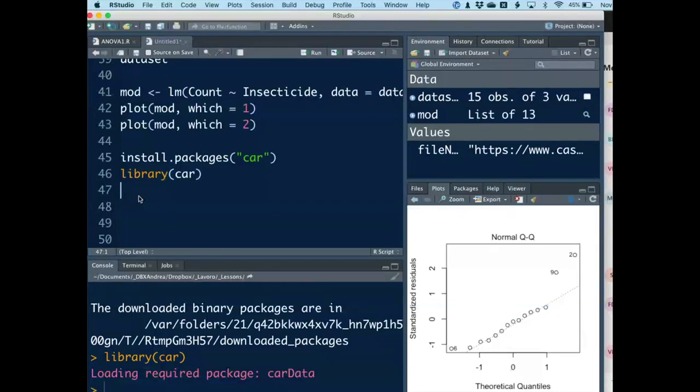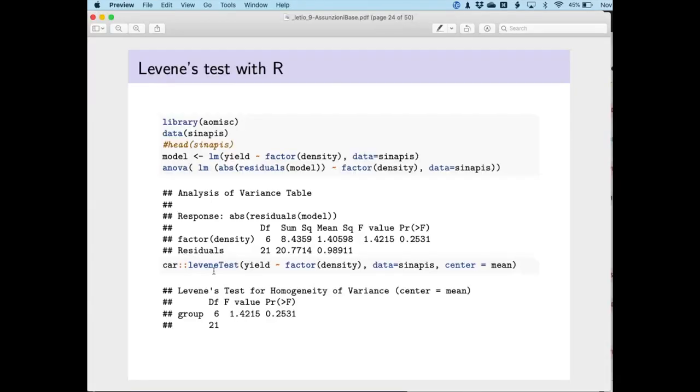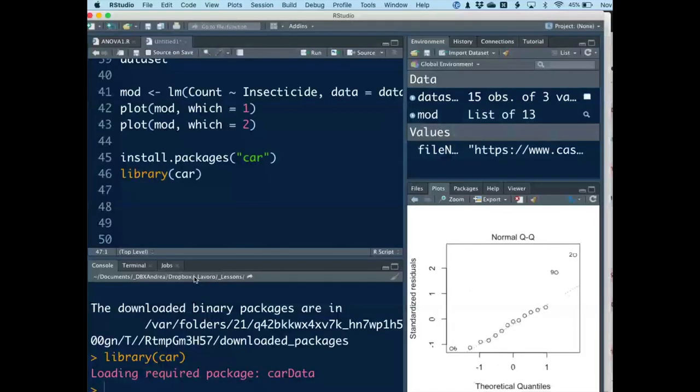So now we have the library installed and loaded. We can use the functions which are inside the library. And one of the functions is this one here, leveneTest. I'm writing leveneTest. This is a test to test for homogeneity of variances.